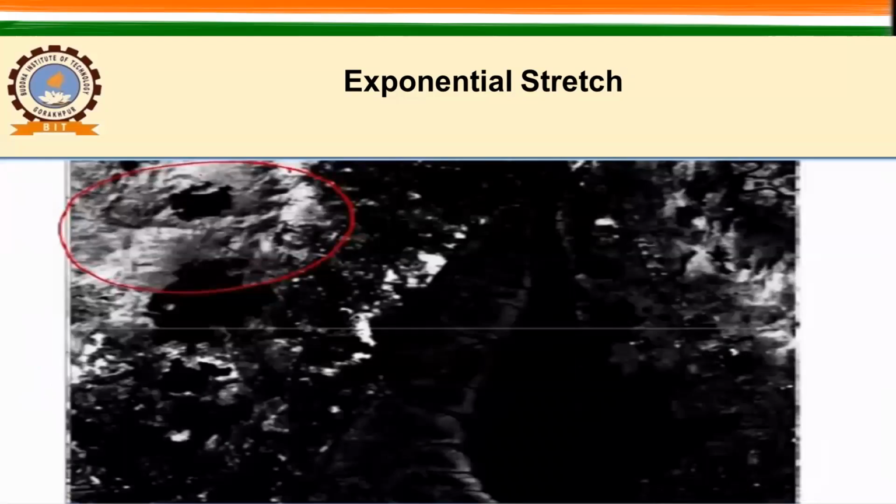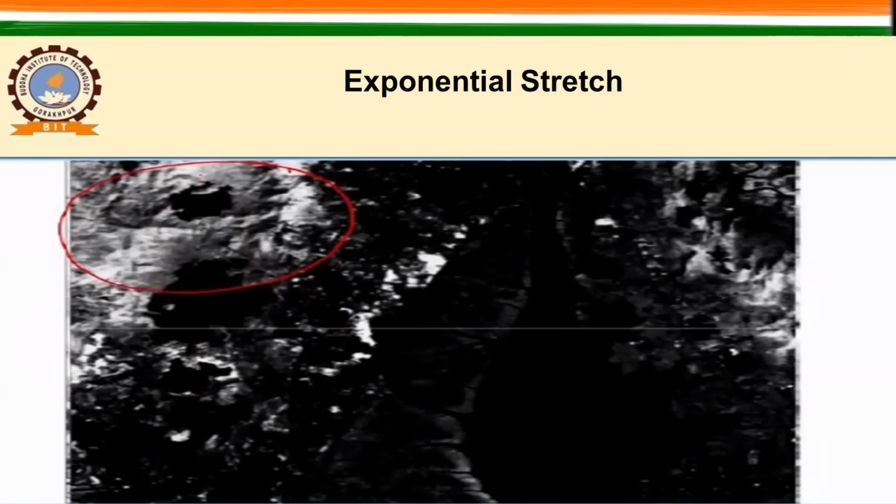Now this is another example where you can easily see what is happening here. Here you just compare this particular area. Here it is brighter, and in this one nothing much is seen. If you see this one, there is not much information. So this is the advantage of exponential stretch.